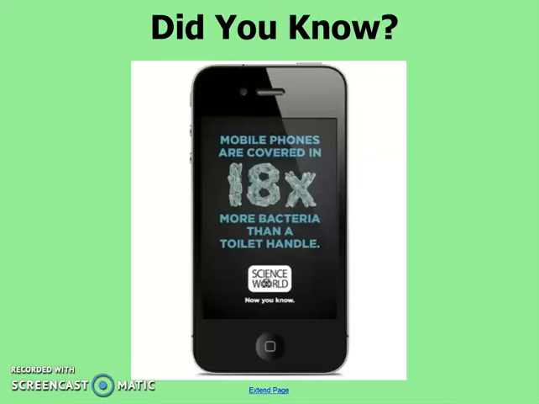Did you know that mobile phones are covered in 18 times more bacteria than a toilet handle?